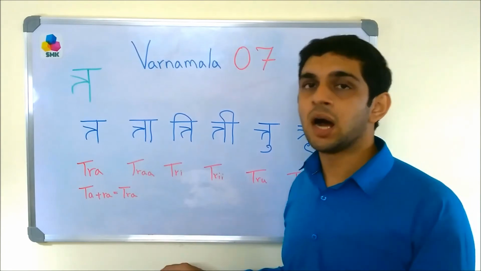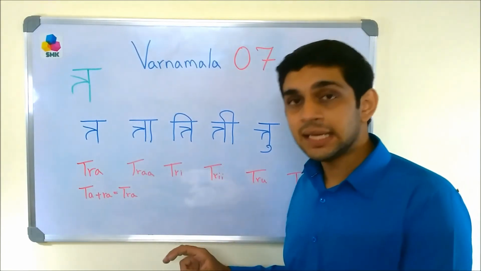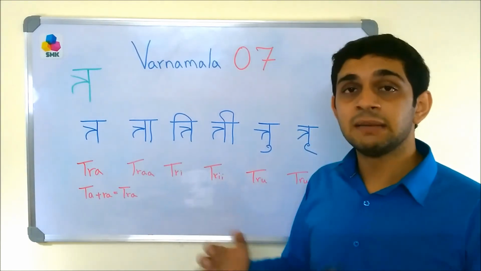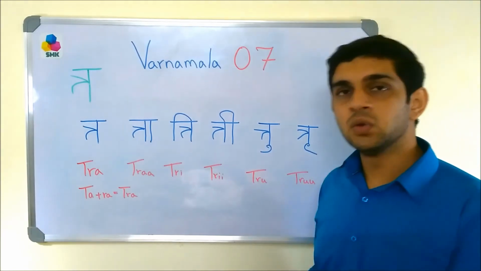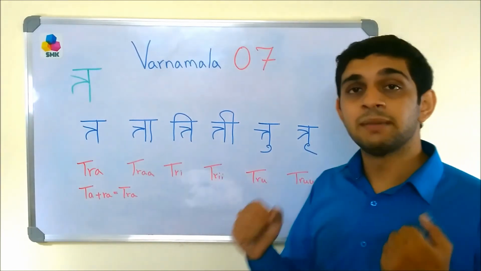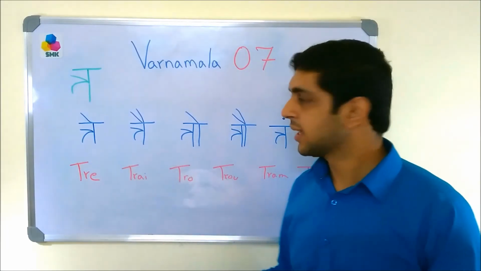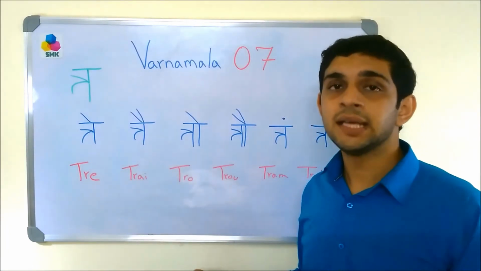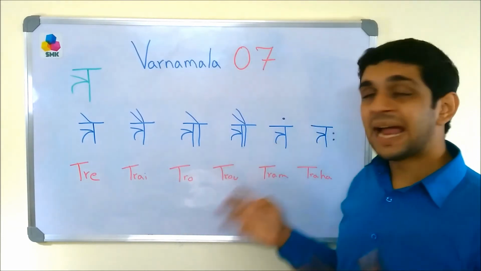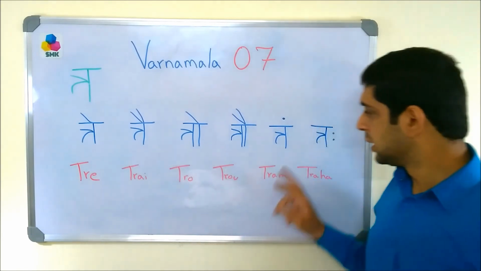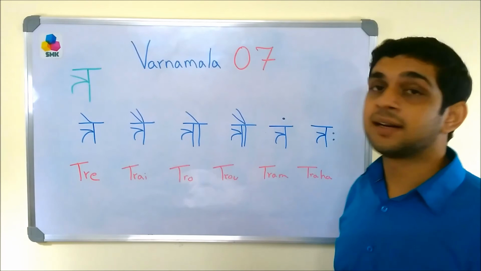Tra with A will be Tra, Cleopatra. Tra with E will be tri. Tra with U will be tru. Tre, tra and a tre. Tra and I trai. Tra and o tro. Tra and trum, and tra and aha traha.